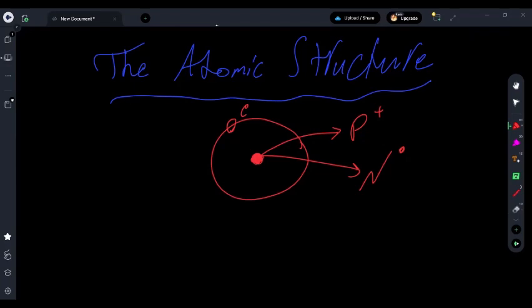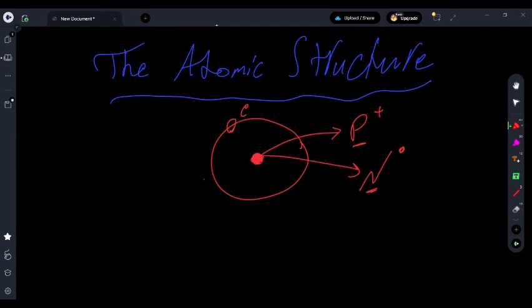So that's it. This is the structure of the atom. We have a circle like this. Inside the circle, we have the nucleus. The nucleus consists of two things, the protons and the neutrons. Around the nucleus, there are the electrons. The electrons are orbiting around the nucleus.